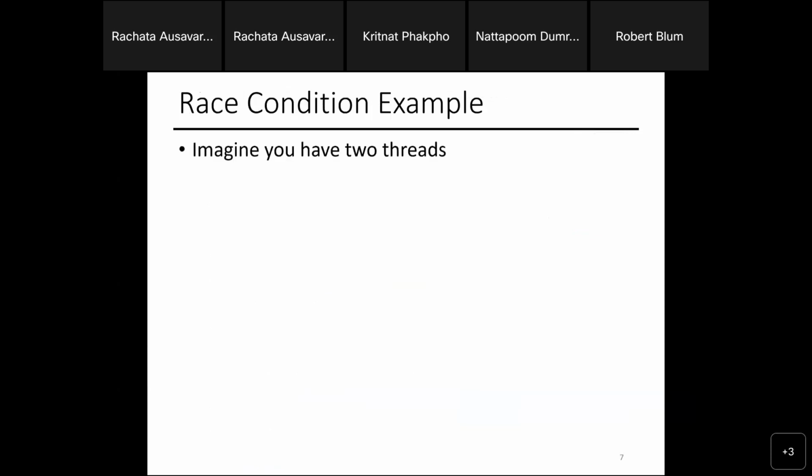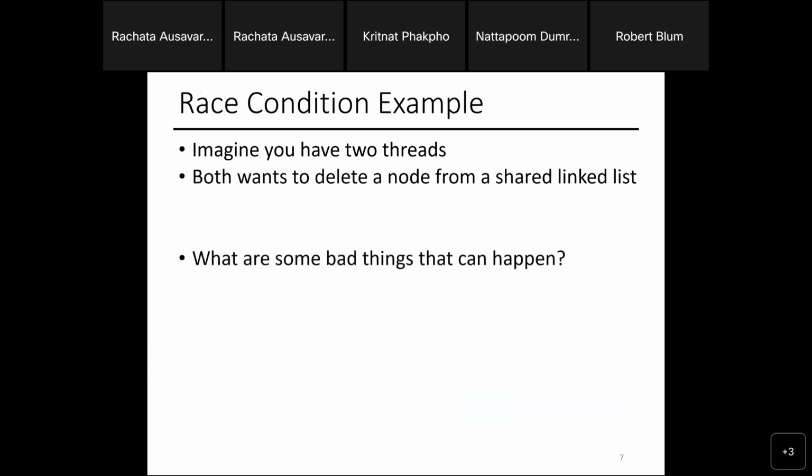So let's go with a high-level example. Let's say you have two threads, and both of them are operating on a shared linked list. So the program has one shared linked list for all the threads. What are some bad things that can happen? Quick question, how many lines of code do you have to implement if I want to delete a node from your linked list? Quite a bit, right? You have to do the for loop to find where you want to delete, then what?